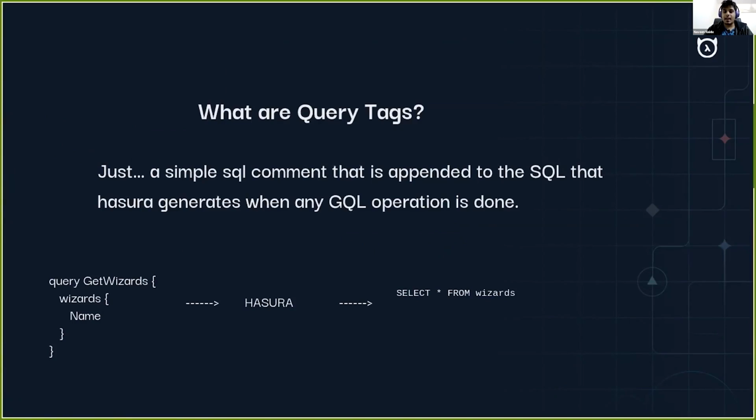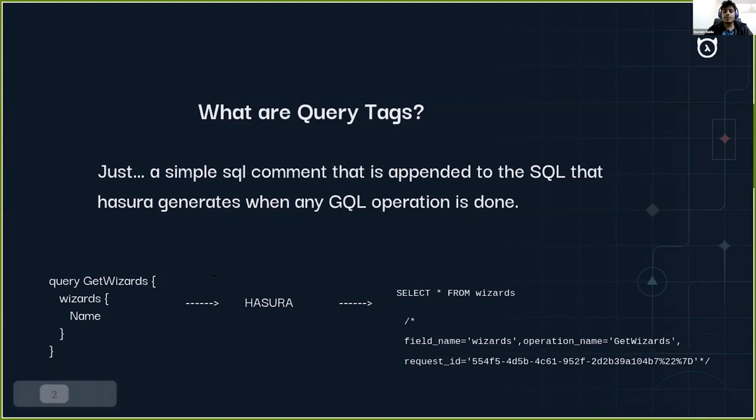To understand query tags, let's take a higher level overview of what Hasura actually does when it gets a GraphQL operation. Say we have a GraphQL operation, get wizards, which basically gets all the names of the wizards, and then we pass it to Hasura. What Hasura does is it converts this GraphQL operation into an SQL statement. But with this feature, we also add an extra SQL comment to the generated SQLs, which will help us give some information of the actual GraphQL operation.